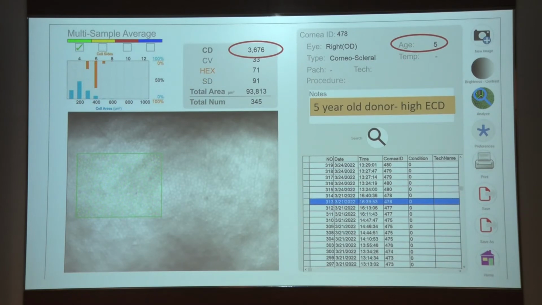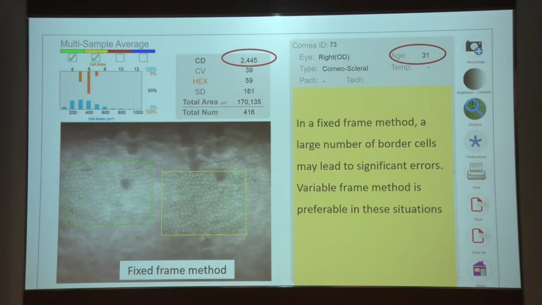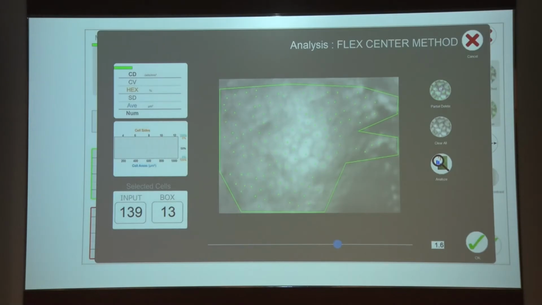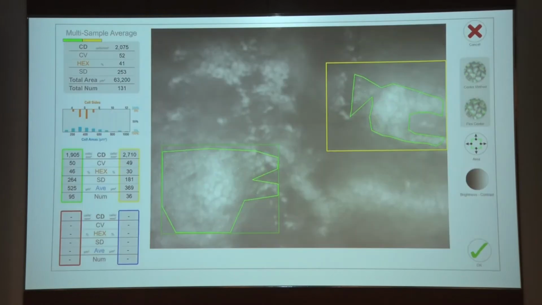This is an example of an adult donor, 31 years. These are eye bank images actually. And you see this is a donor who was a 5-year-old child, and you see the cell count is so much higher. Then you have the other method, the flexi center method, where you combine a variable frame and you can take the individual cells. This also can be taken in multiple frames. This upper part shows the average. You get an average because some areas may have more cells, some may have fewer, and you can get an average of that.